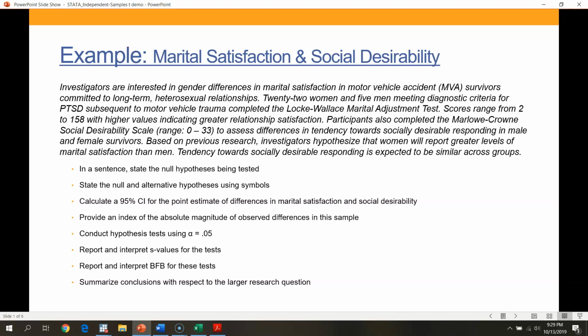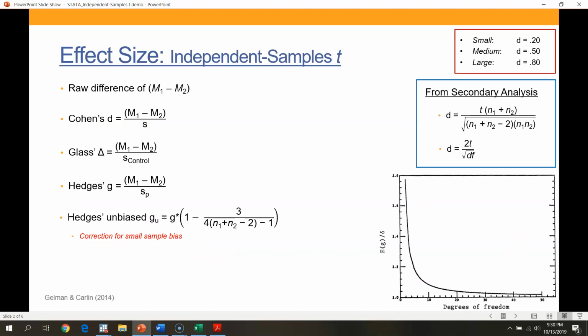But other than that, once we've gone through and run those, we'll calculate confidence intervals, calculate effect sizes, conduct our hypothesis test, and report S values and Bayes factor bound. Just as a refresher, for effect sizes for our independent sample t, we've got a lot of different options.